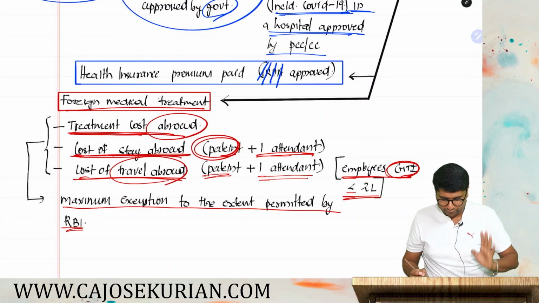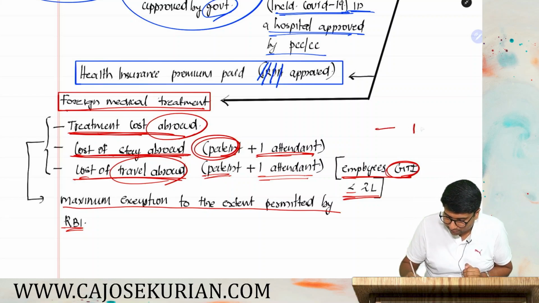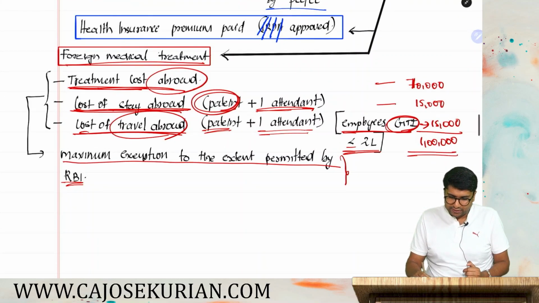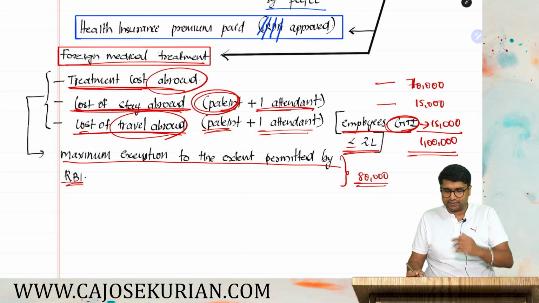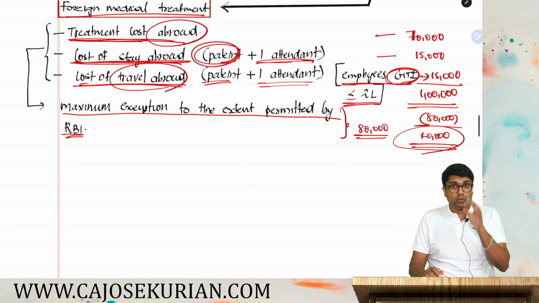Say for example, in an examination question they may say treatment cost incurred is 70,000. Stay abroad, say 15,000. Then travel abroad, say another 15,000. So all together, say it is 1 lakh. That is the total cost incurred by the employer. All right. Now, but in the examination question, say RBI permitted only 80,000. If they are saying like this, then the maximum exemption shall be 80,000 and the remaining 20,000 shall be taxable as perquisite in the hands of the employee. So hope you remember this. You have to remember this.